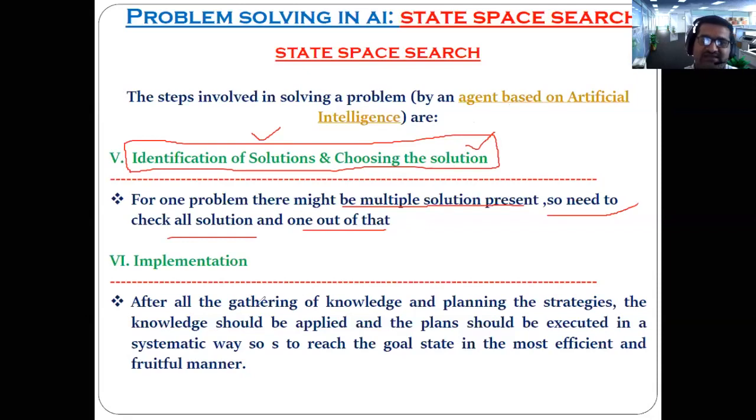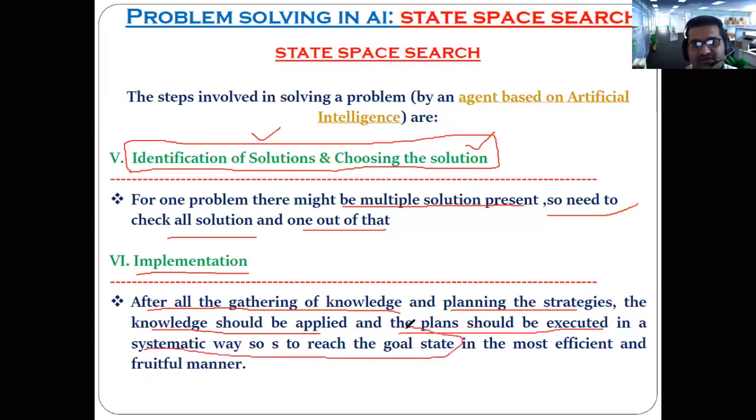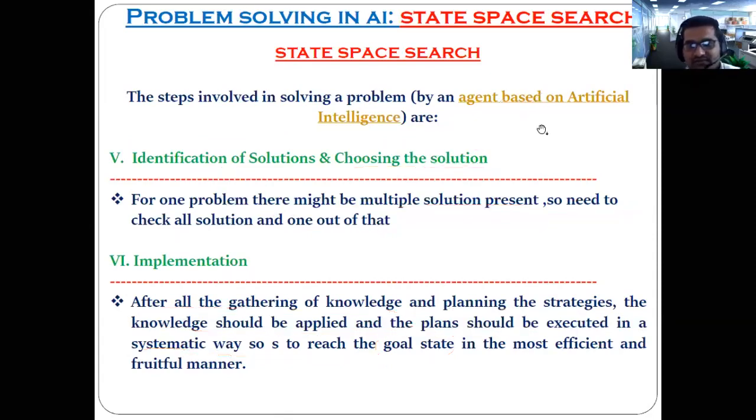And lastly, after performing all these steps, last is nothing but implementation. That is, after all gathering of knowledge, after doing all the planning of the strategies, the knowledge should be applied and the plan should be executed in a systematic way so as to reach which state? Goal state. Understood.